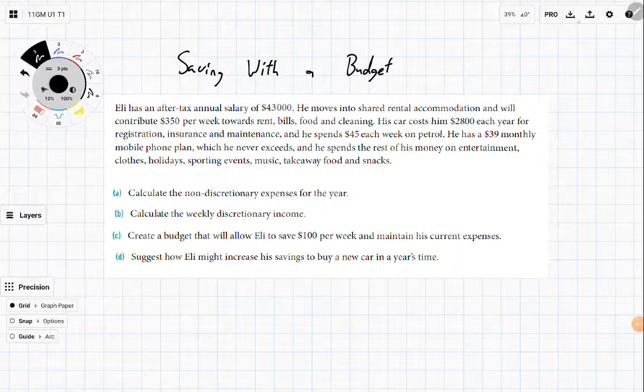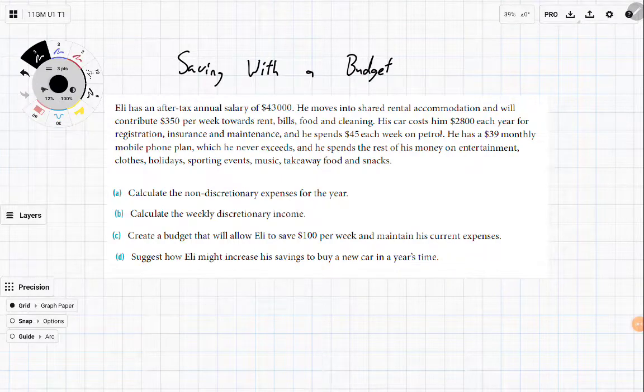So Eli has an after-tax annual salary of $43,000. He moved into a shared rental accommodation and will contribute $350 per week towards rent, bills, food, and cleaning. His car costs $2,800 each year for registration, insurance, and maintenance, and he spends $45 each week on petrol. He has a $39 monthly mobile phone plan, which he never exceeds, and he spends the rest of his money on entertainment, clothes, holiday, sporting events, music, takeaway foods, and snacks.